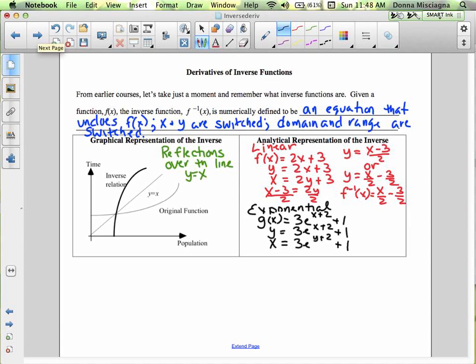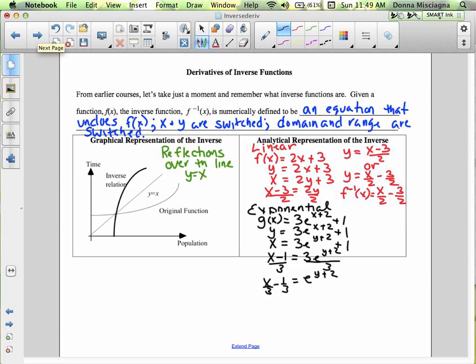and now we're going to solve for y. So first let's get the e expression by itself. Let's subtract 1. So we have x minus 1 equals 3e to the y plus 2 power. We can get rid of the 3 by dividing everything by 3. So let's divide by 3. And then we have x thirds minus 1/3 equals e to the y plus 2 power. Now we have to free that exponent from e.